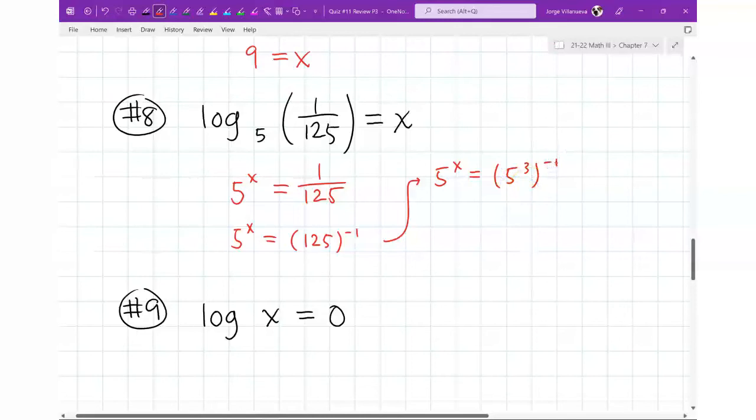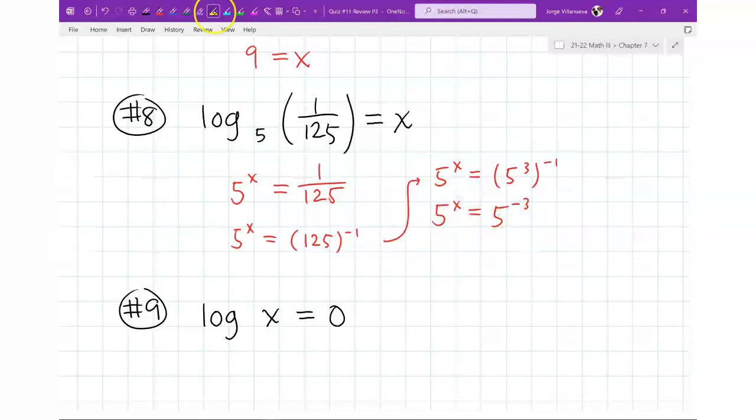By the way, this is, I think, the hardest type of question you're going to see on your quiz, because you actually have to rewrite some stuff and reorganize it so that you can actually get the same bases. What do I do with this 3 and this -1? Do I add them, subtract them, multiply, or divide? Yeah, multiply. Power of a power is a product, right? So you're going to want to multiply the powers. We get 5 to the x equals 5 to the -3.